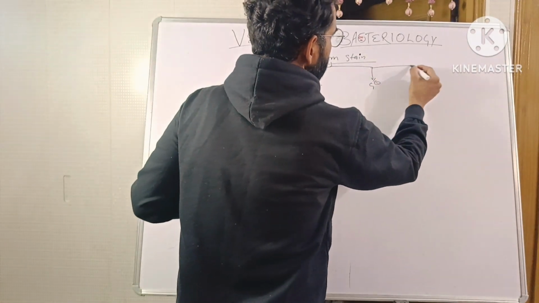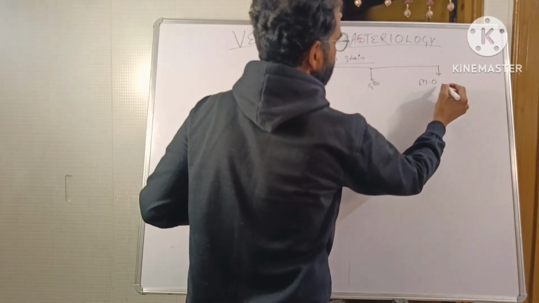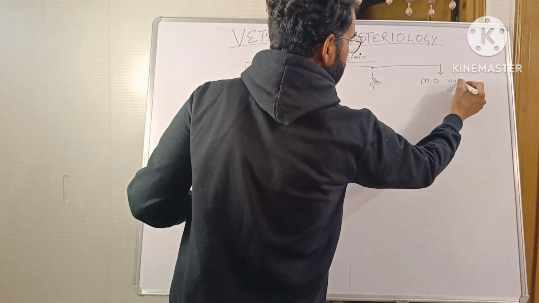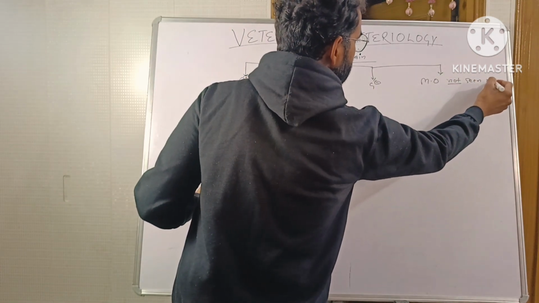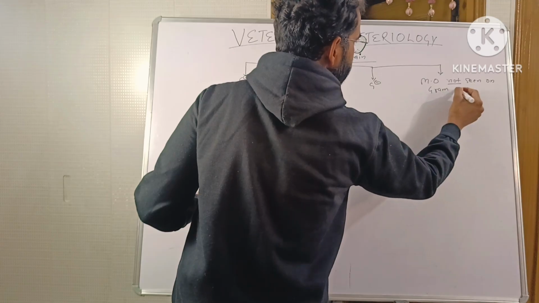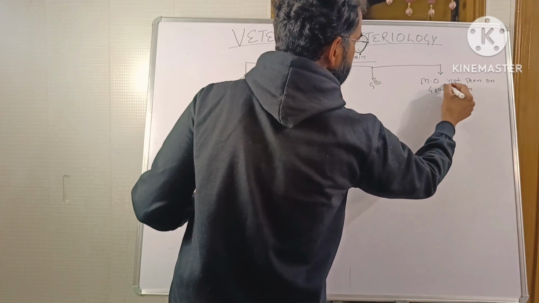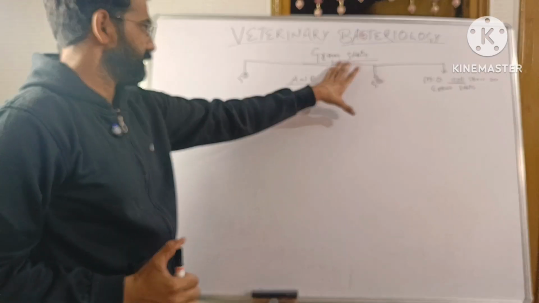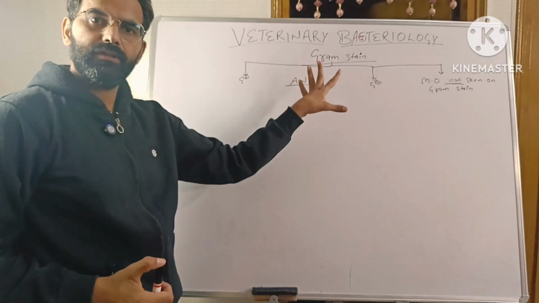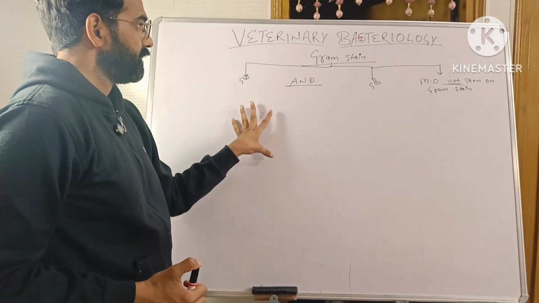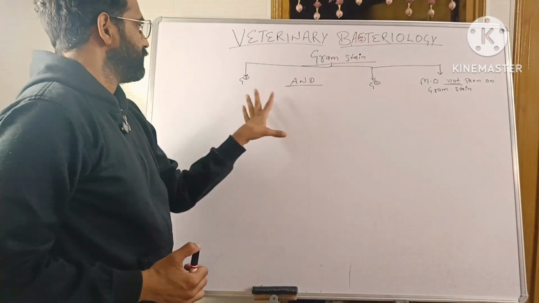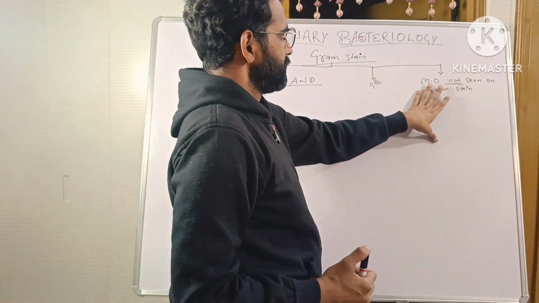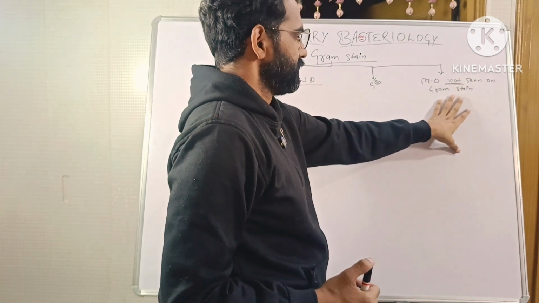But there are some microorganisms which cannot be seen on this Gram stain. So from this basic Gram stain, we'll classify all the 40 plus bacteria in this bacteriology unit: gram positive and gram negative. And there are some microorganisms which are not seen on this Gram stain.